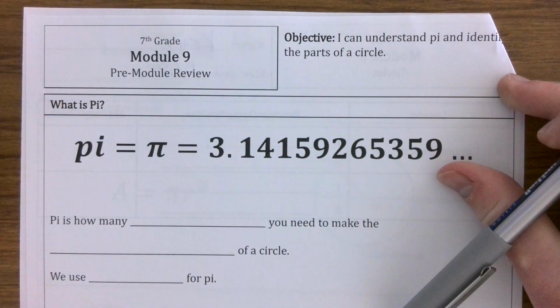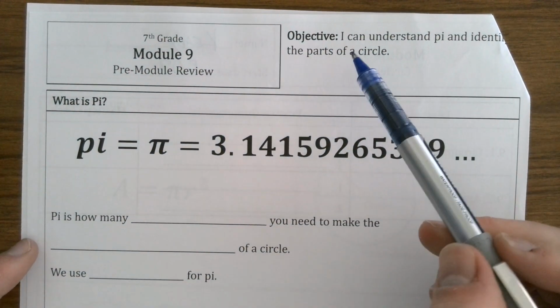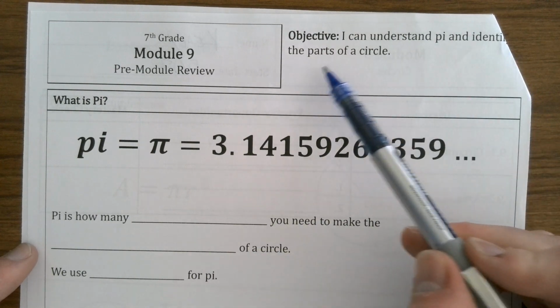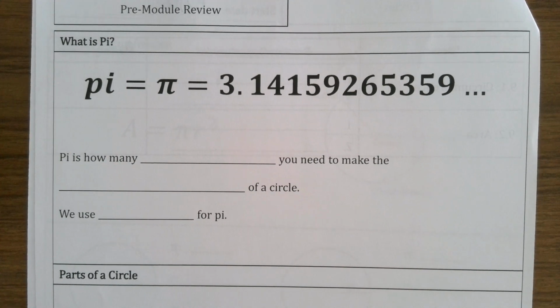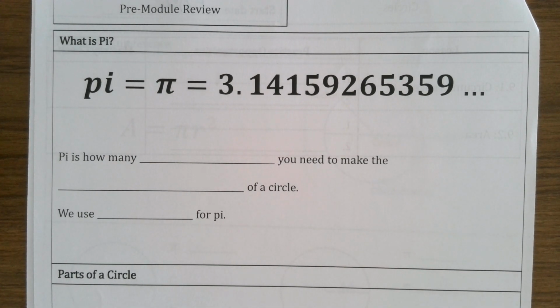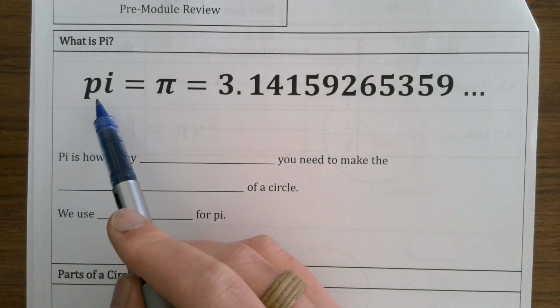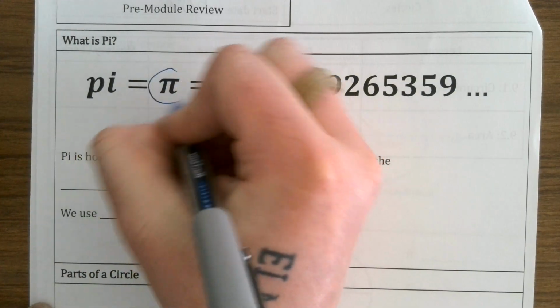All right, here's our pre-module review. Our objective is that I can understand pi and identify the parts of a circle. Pi is an important number that we are going to use a lot. We talked about this briefly at Pi Day way back in March when we ate pi. Pi is spelled P-I. We use this symbol. You're going to see that a lot.